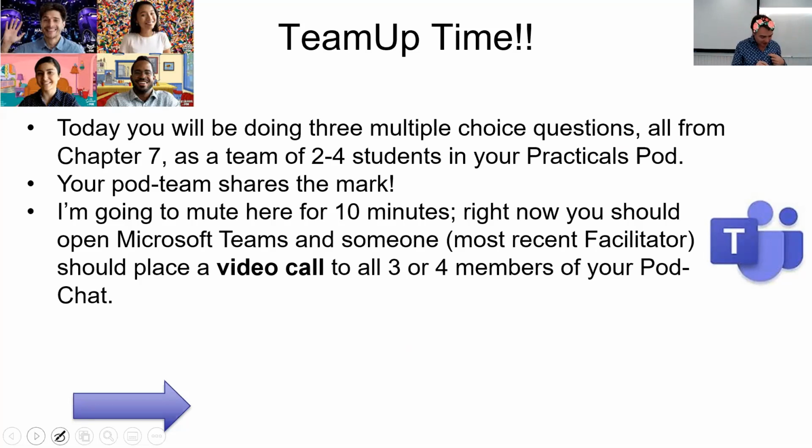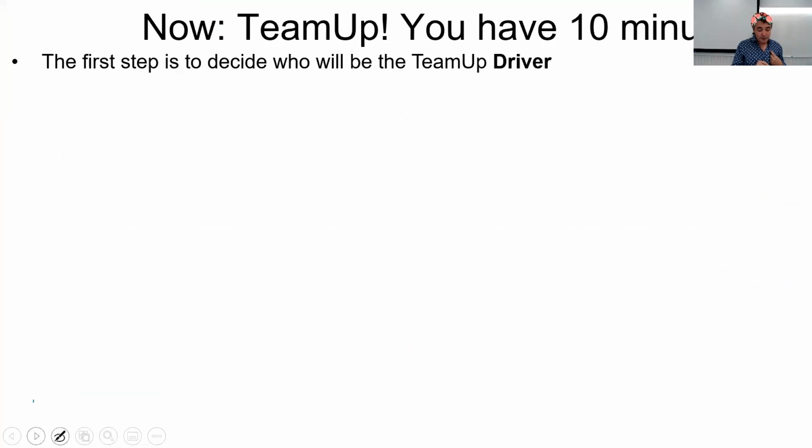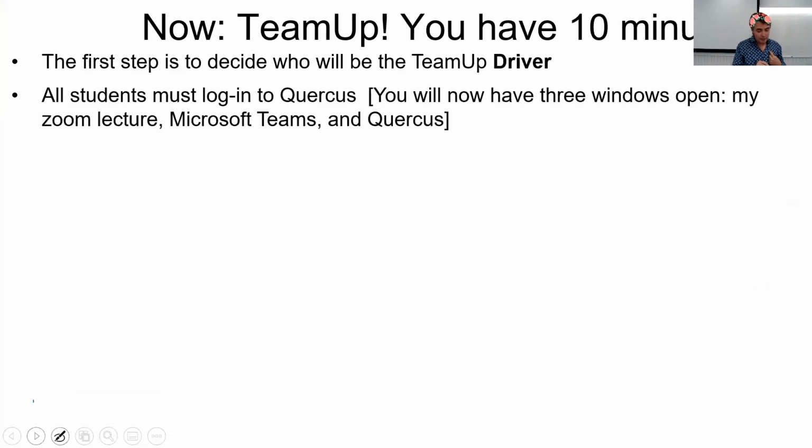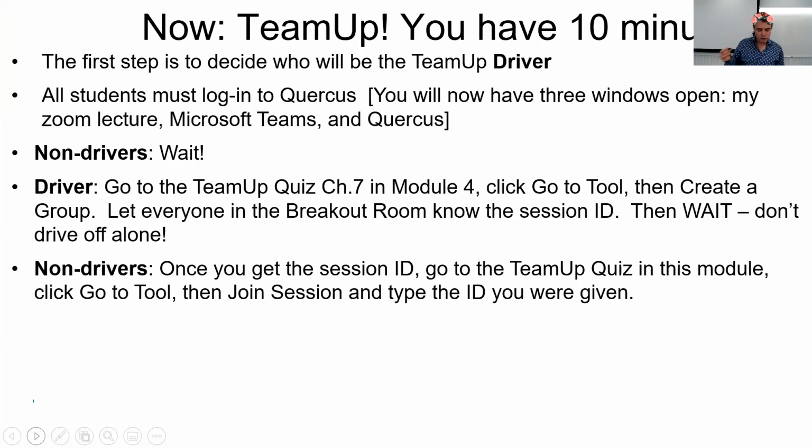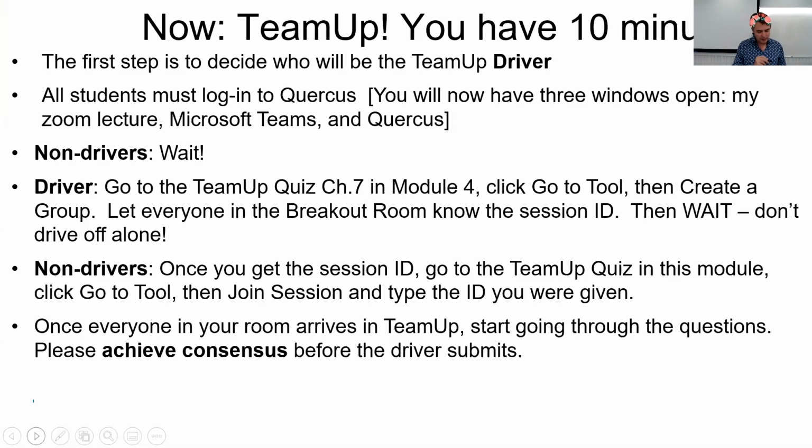I'm going to put myself on mute here pretty soon. The first step is to decide who will be the driver today. You all have to log on to Quarkus. Non-drivers, wait. The driver, go on to Team Up Quiz Chapter 7 in Module 4. Click on Go to Tool, create a group, and then go back to your chat and let everyone know the session ID. And then wait. Don't drive off alone. Wait for the non-drivers to get that session ID. Click Join Session and type it in, and then you'll all be together.